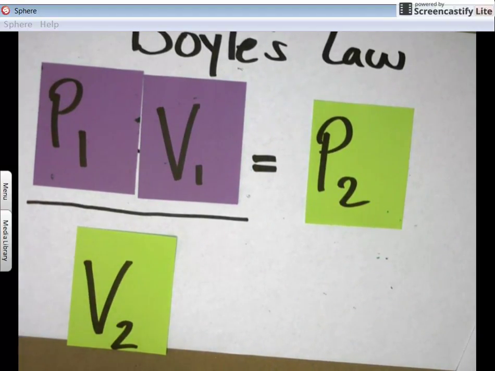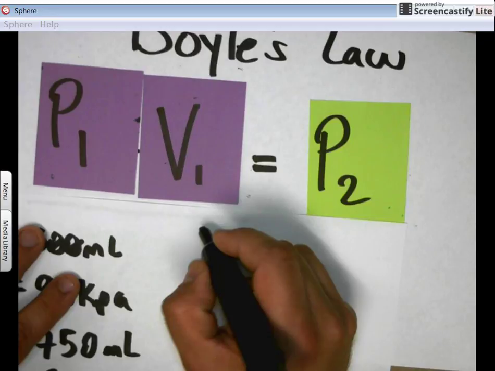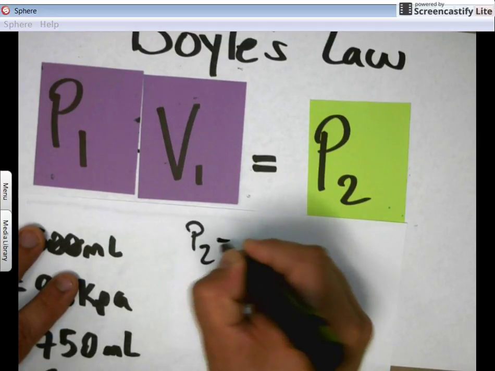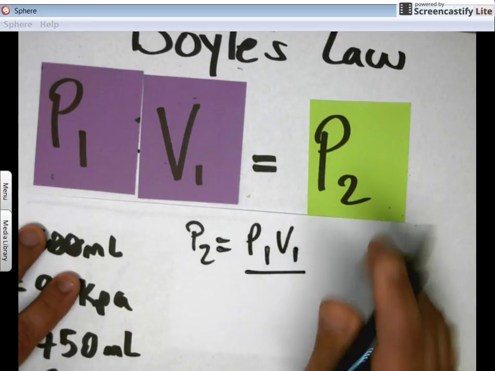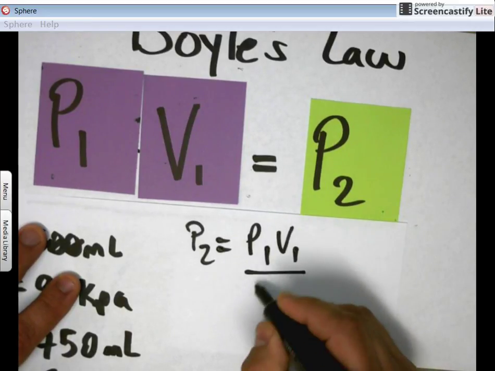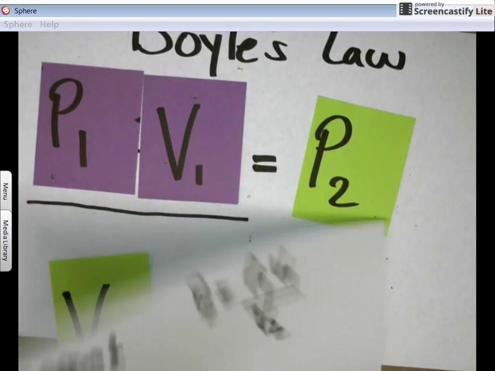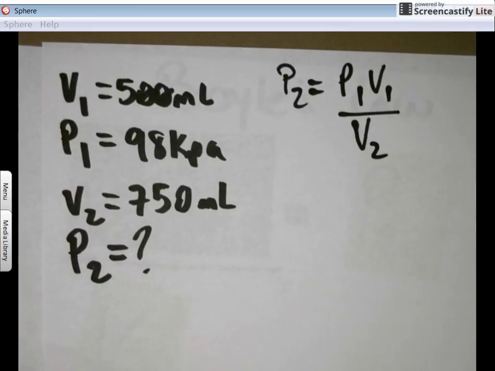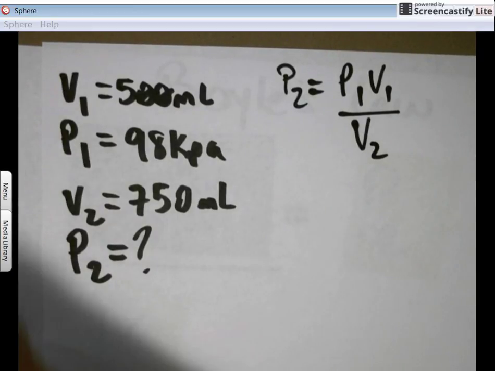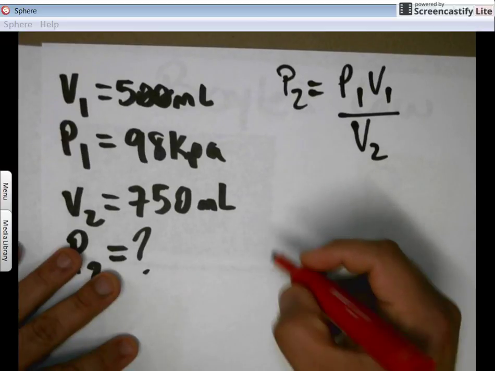All right? So I'm going to go ahead and rewrite that so you can be more familiar with it. And that's divided by V2, right? Basically, that's what I did. And now, since I have everything written down there, now all I have to do is add in my numbers, and I can plug and chug.